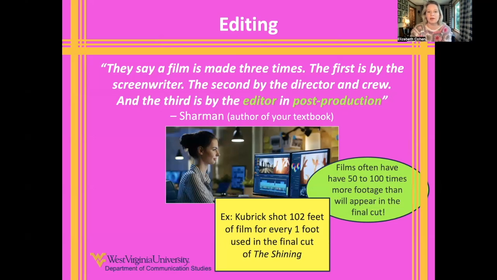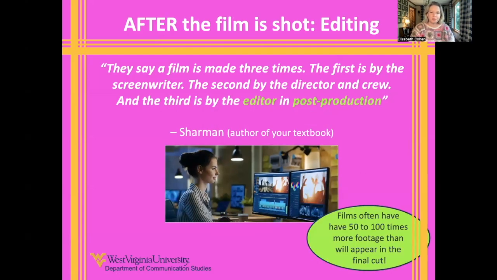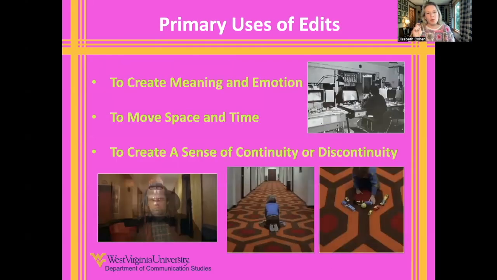For The Shining, Kubrick shot 102 feet of film for every 1 foot that actually ended up being used. So he had over 100 times what was needed for this movie. I hate to simplify it, but your textbook encouraged me to.